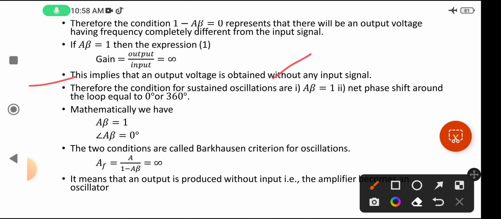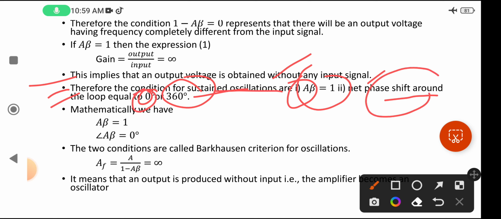So without giving any input, we can take output. Even small vibrations are taken and converted into output signals. Therefore, the conditions for sustained, meaning constant, oscillations are: first, Aβ = 1. Second is the net phase shift. The phase shift around the loop must be either 0 degrees or 360 degrees.